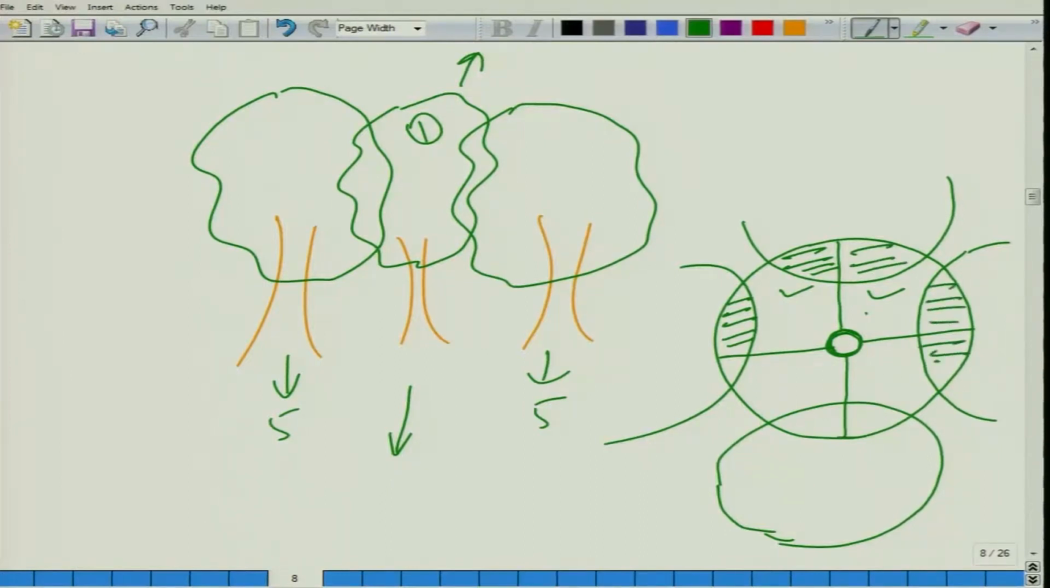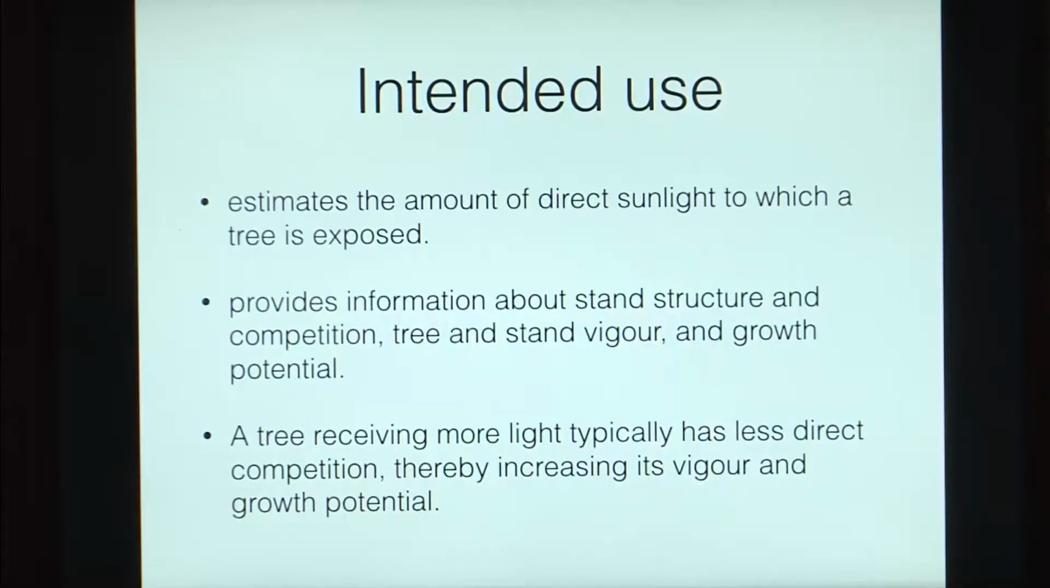Similarly, this one is also not counted and this one is also not counted. Only this part will be counted. So, this is not receiving complete light, only this portion is receiving complete light. So, in this case the ratio will be 1. If you have a lower ratio, then your stand is more dense, there is a lot of competition and the growth of these trees and the growth of the stand will suffer in this case.